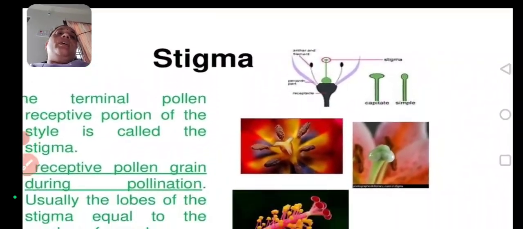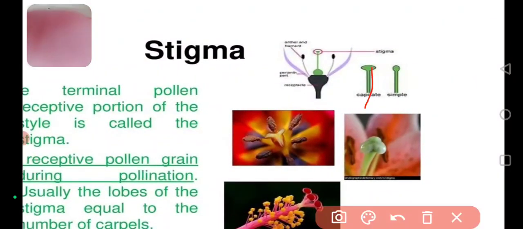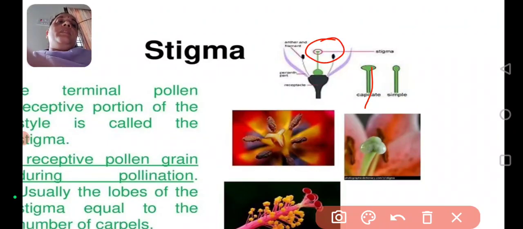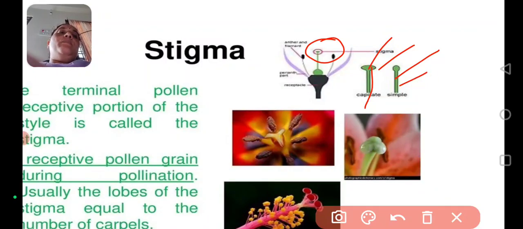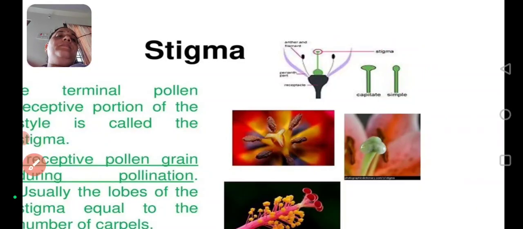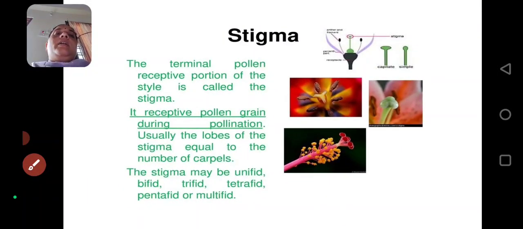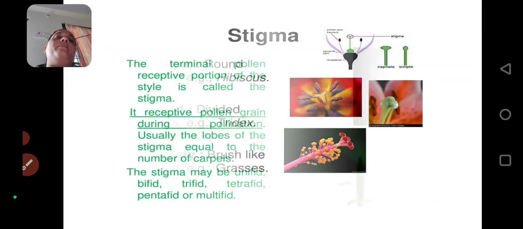This drawing clearly shows the stigma. This is a capitate stigma, this is a simple stigma. It receives pollen grains during pollination, the main work of the stigma. Usually the lobes of the stigma equal the number of carpels. The stigma may be unifid, bifid, trifid, tetrafid, pentafid or multifid.